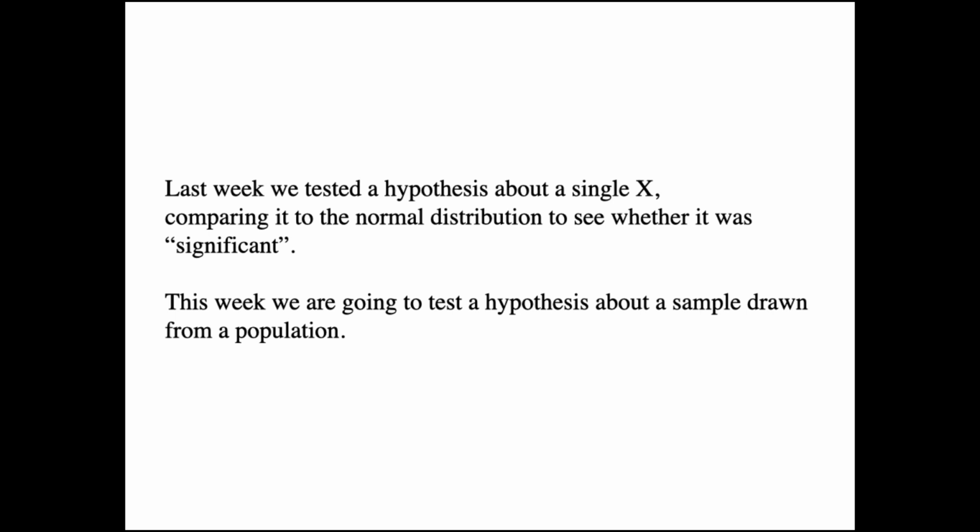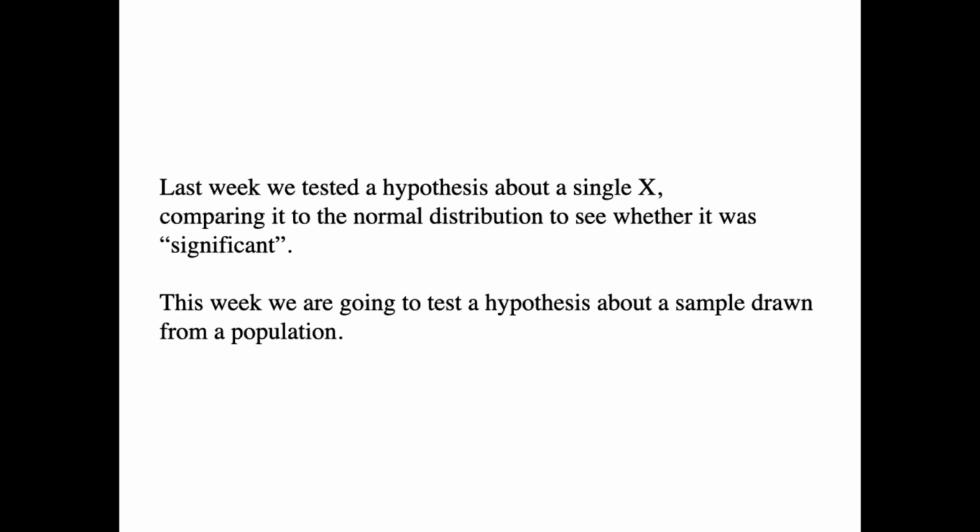Now, last week, what we learned about was hypothesis testing about a single X. So you remember we had the example of the air traffic controller, Joe, and we compared his score to a normal distribution to see whether his score was significantly different from the rest of the population. This week, you're going to learn about how to do a hypothesis test about a sample that's drawn from a population. So this is not a single N. This is a sample that has several people in it.